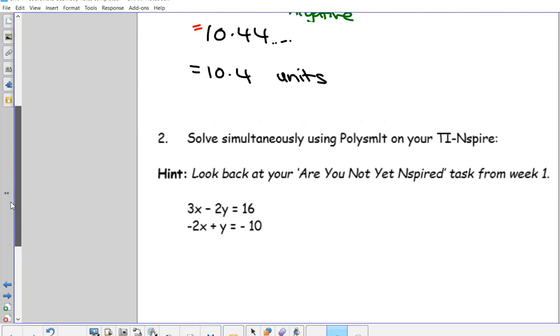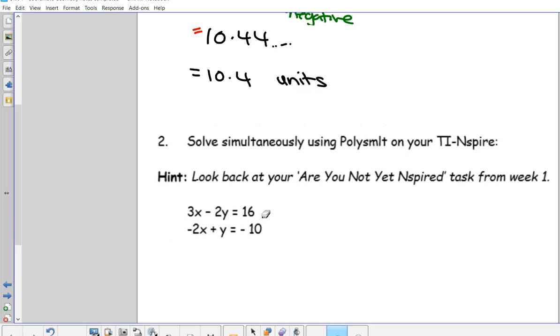Question 2. Solve these two simultaneous equations using polysmlt on your TI Inspire. Or there might be some other way that you found. Maybe not with polysmlt, you might have found another way to use your graphing calculator, your TI Inspire, to solve simultaneous equations. So what you should do is grab out your Are You Not Yet Inspired task from week 1.